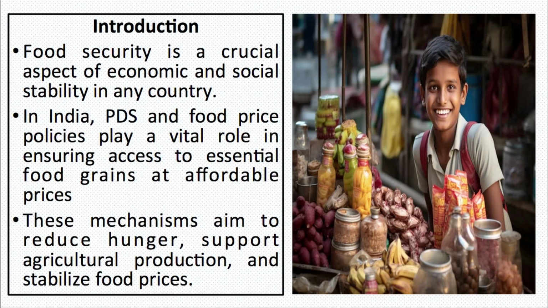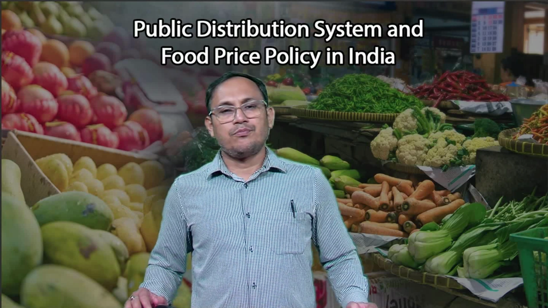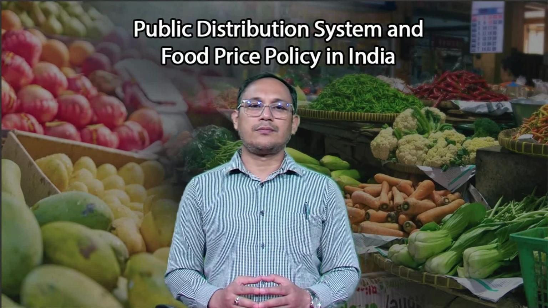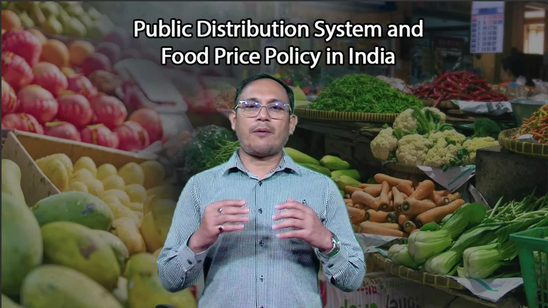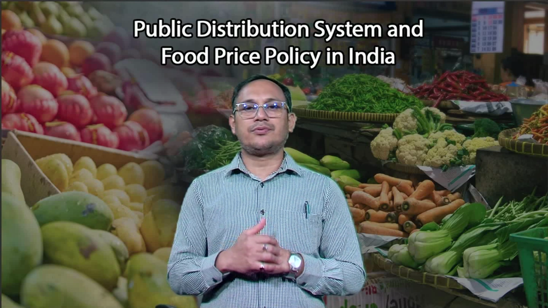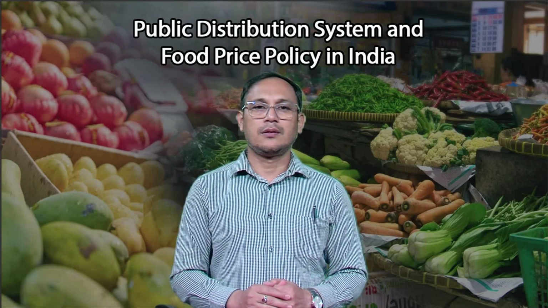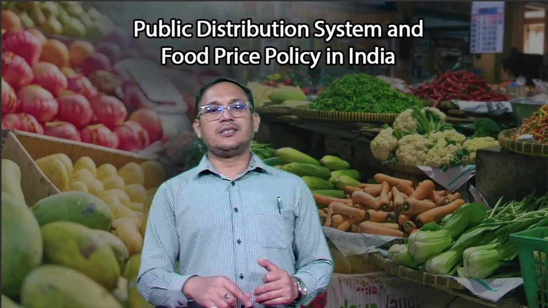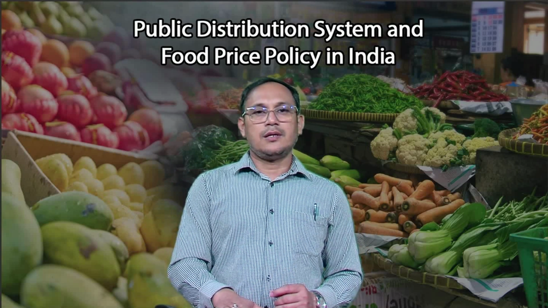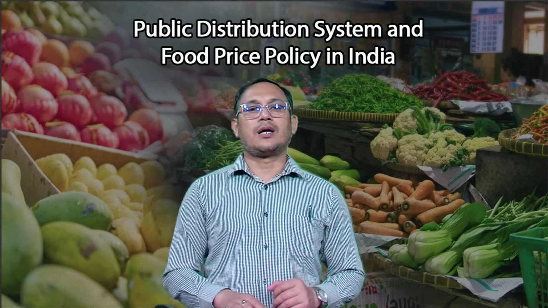Now, the mechanism, that is the distribution of food grains, aims to reduce hunger, because people who are suffering from hunger cannot engage in productive work. People who are suffering from hunger will obviously suffer from different kinds of diseases. And that is why this mechanism, that is providing food subsidy, basically aims to reduce hunger.